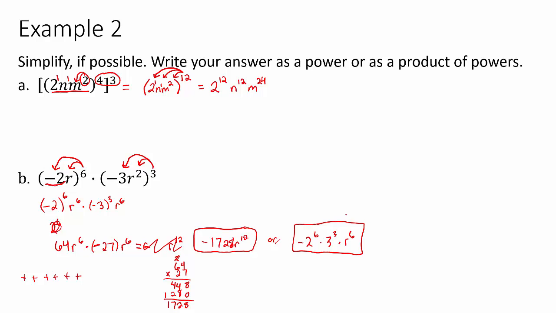And if the powers were smaller than what they ended up being, we would definitely want to work it out and figure out what the number was.